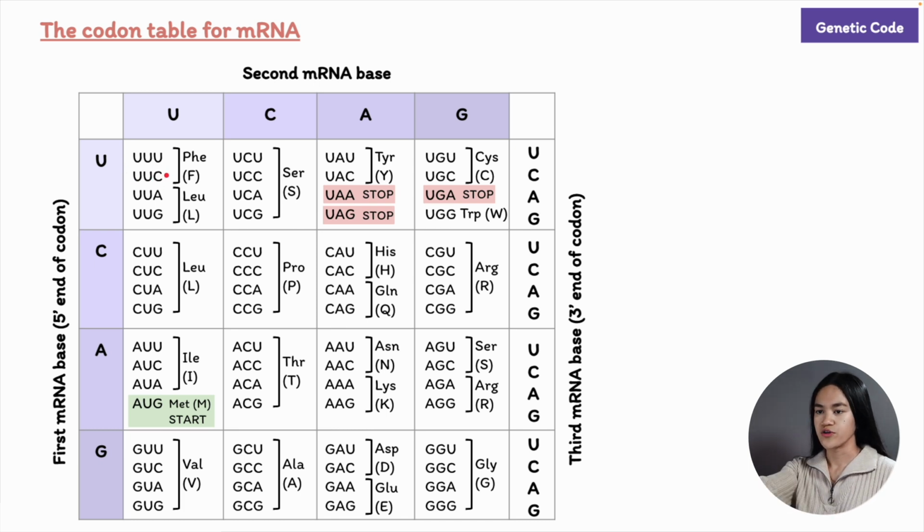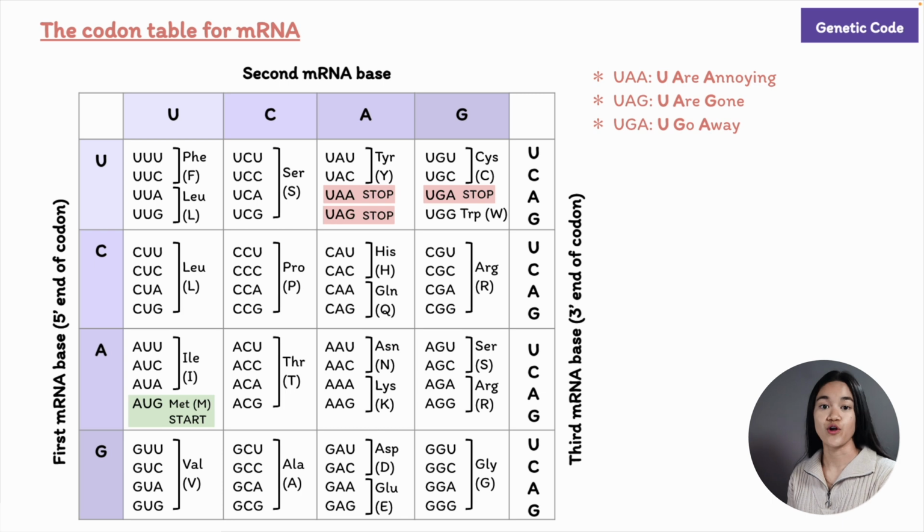And there are 3 codons that don't specify any amino acid, but instead act as termination sites or stop codons, these here, which signal the end of the protein coding sequence in an mRNA. Let's go through this. So we have UAA, UAG, and UGA. The way you can easily remember these stop codons is by saying, for UAA, you are annoying. For UAG, you are gone. And for UGA, you go away.